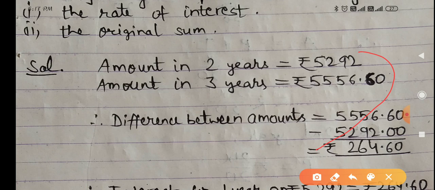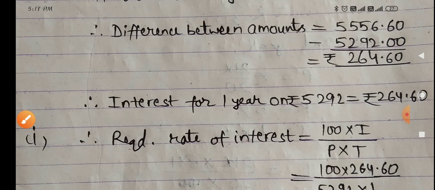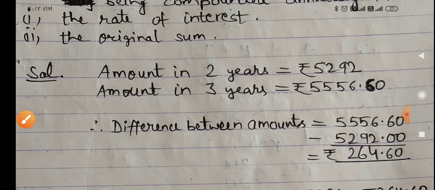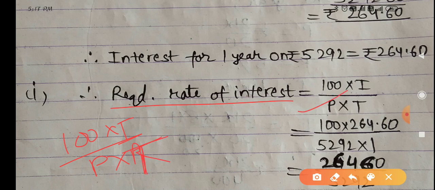This difference is the interest of 1 year on rupees 5292, on the amount of the preceding year, I told you. So you can see here, interest for 1 year on rupees 5292 is equal to 264.60. Now you have to calculate the rate of interest. For the rate of interest, the formula you know very well: 100 into I upon P into T.